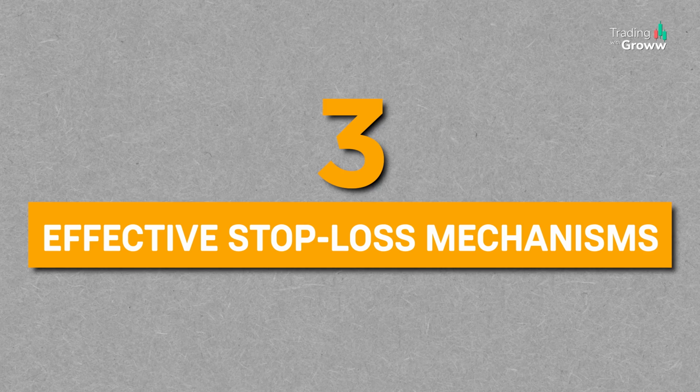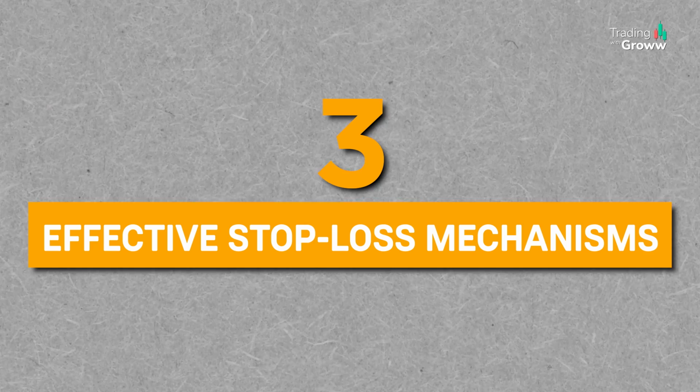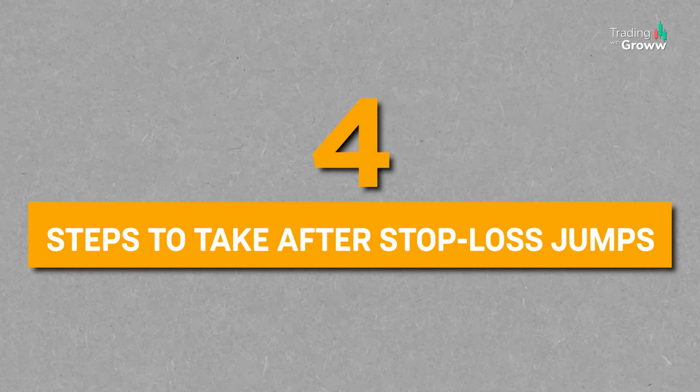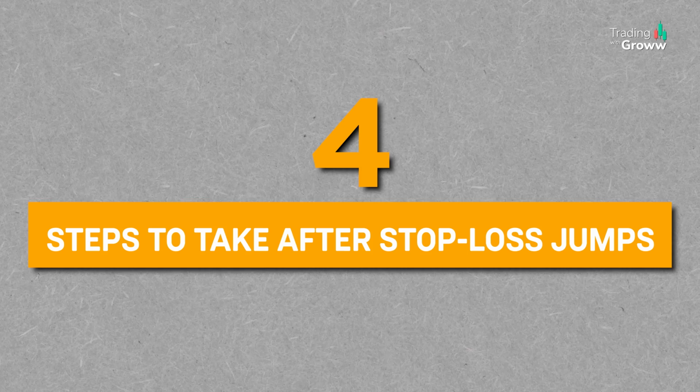The third is effective stop loss mechanisms. When you use stop loss limit orders, what mechanisms should you implement that would really help you? The fourth is the steps to take whenever you experience sudden stop loss jumps. Say you have placed an order, but instead of the stop loss getting filled, it did not fill and suddenly jumps, and the market is trading way above your stop loss price. In that case, how do you manage it?